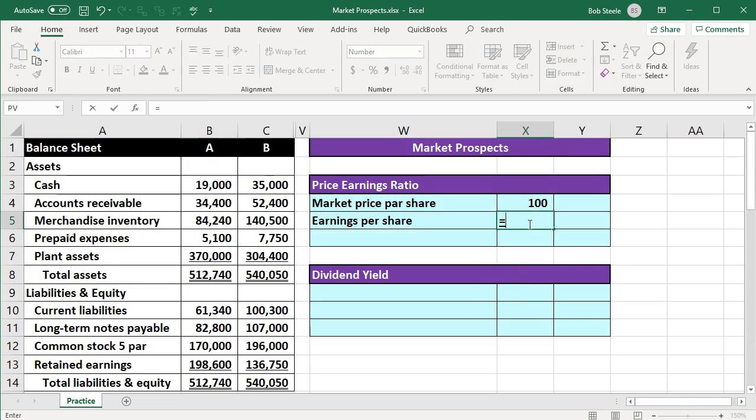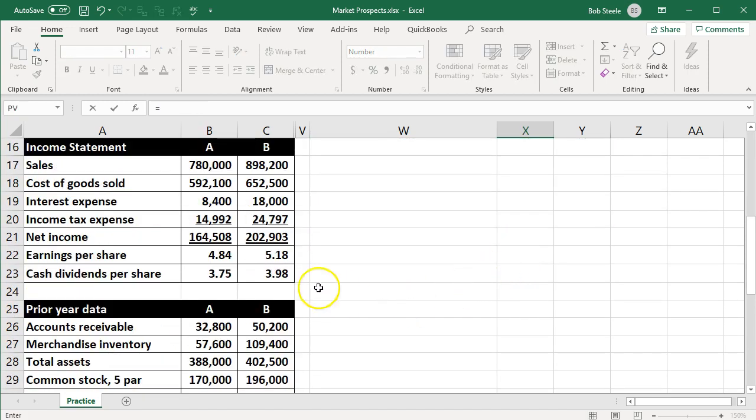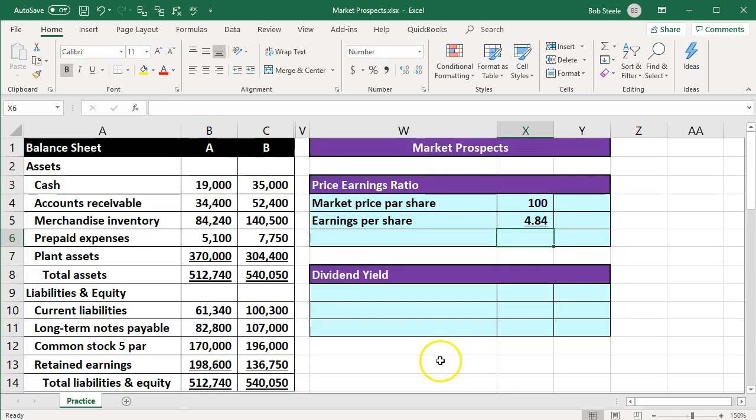So that's going to be the earnings per share calculation. We're going to say that this is equal to the earnings per share with this information. And then that's going to give us the price earnings ratio, being equal to the $100 divided by the 4.84, or 20.7. Now let's do the same thing for B.